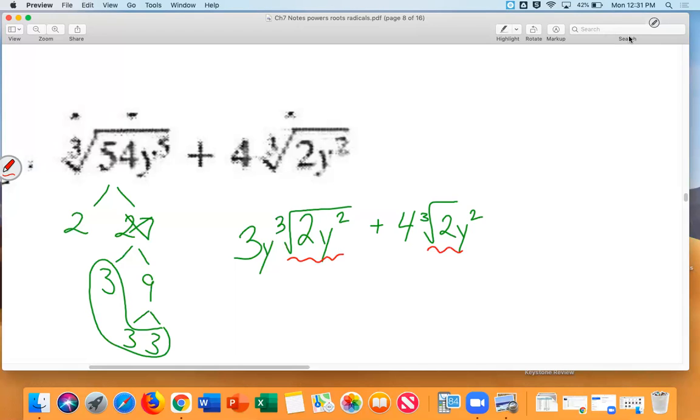See how these are the same? Can't cross them out. I can factor it out. Okay. I can kind of undistribute it. Do we see how both of these have the cube root of 2y squared in common? I can pull that out. And what's left? Well, what's left would be the 3y plus 4.